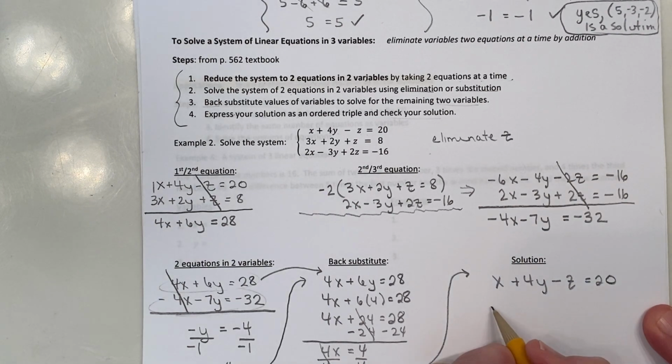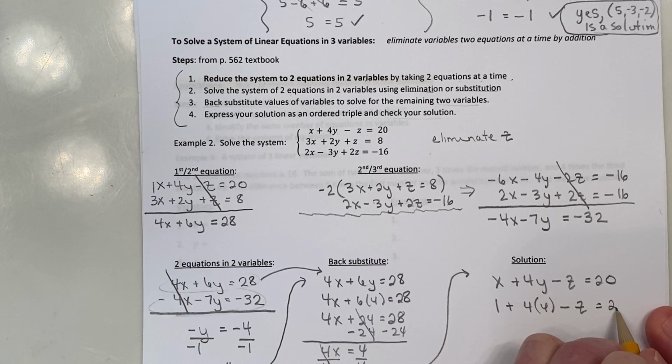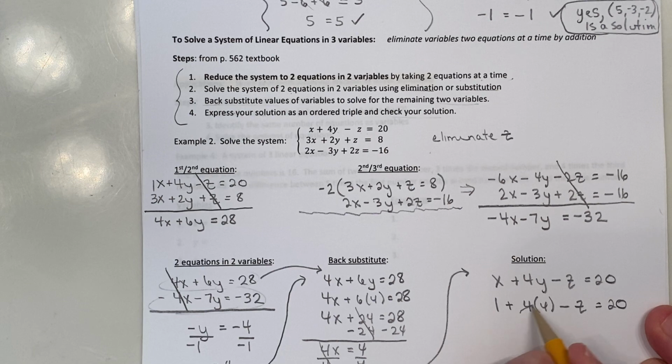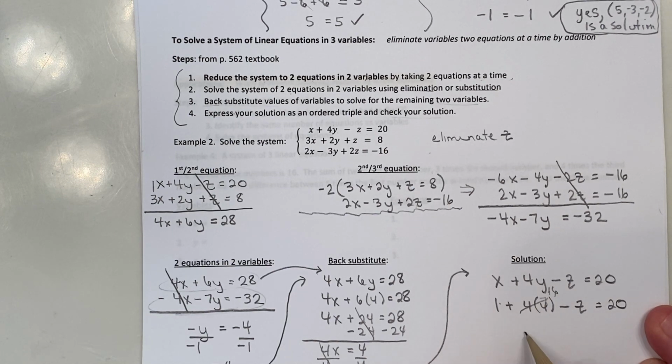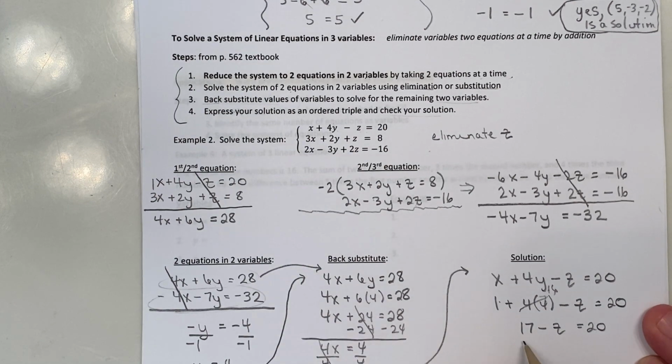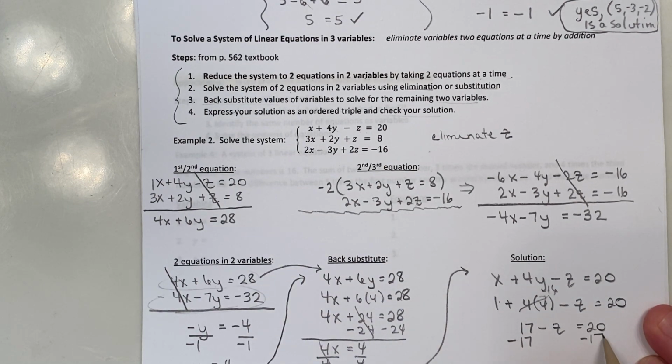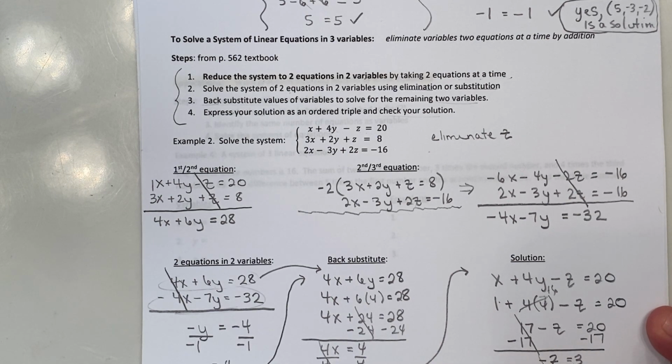All right, we know x's value is 1. We know y's value is 4. This is 16. So 16 plus 1 is 17. I'm going to subtract a 17. Don't forget to bring that subtraction down as a negative, so negative z equals 3. Divide both sides by -1. And I will end up with z equals -3.